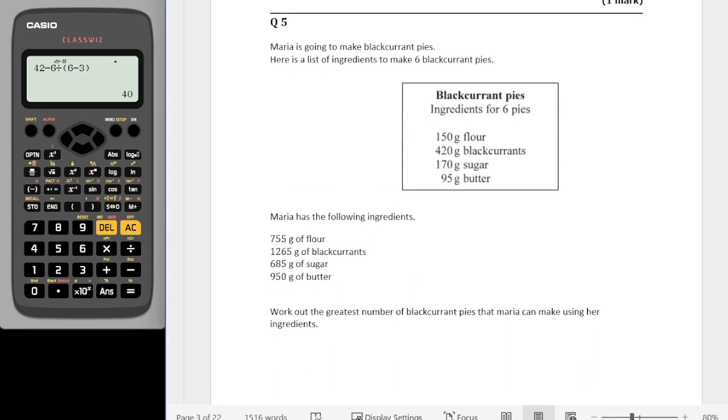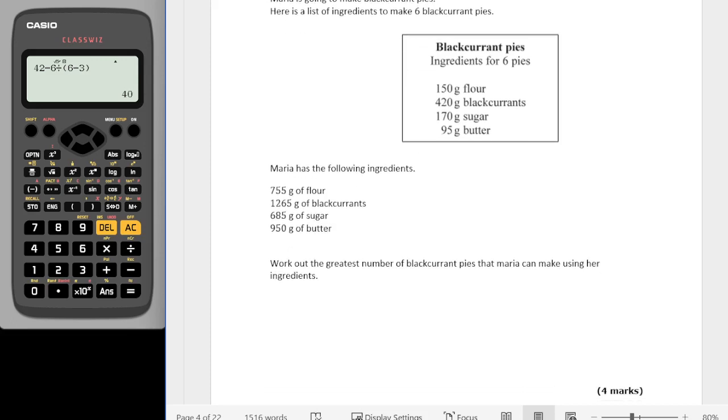Okay, question 5. Maria is going to make blackcurrant pies. Here is a list of ingredients to make 6 blackcurrant pies. Maria has the following ingredients. Work out the greatest number of blackcurrant pies she can make using her ingredients. So I'm going to look at the batches for this.